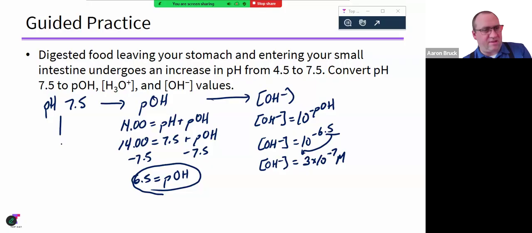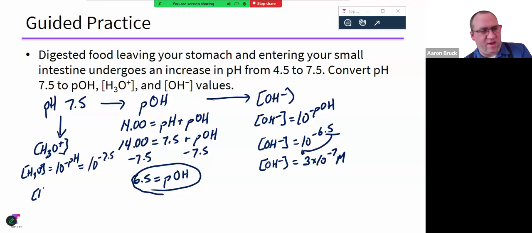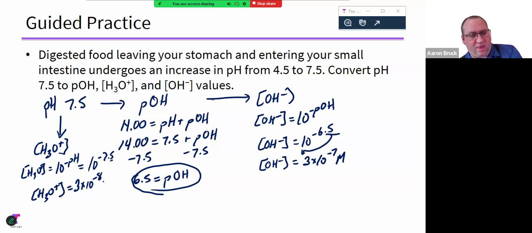Now for hydronium, I'm going to start with the pH. So the concentration of hydronium is equal to the anti-log of the negative pH. So 10 to the negative 7.5. And the same kind of deal applies here. One decimal place means one sig fig. I'm going to have 3 times 10 to the negative 8th molar hydronium.